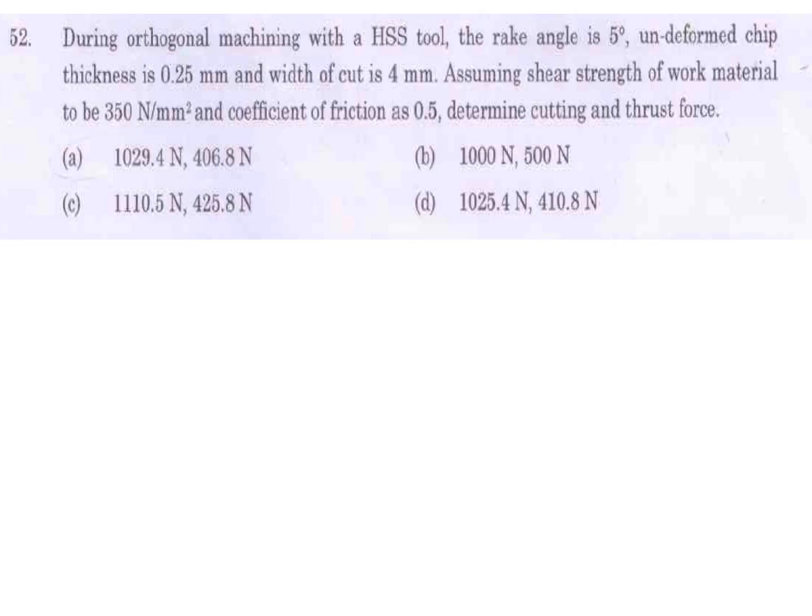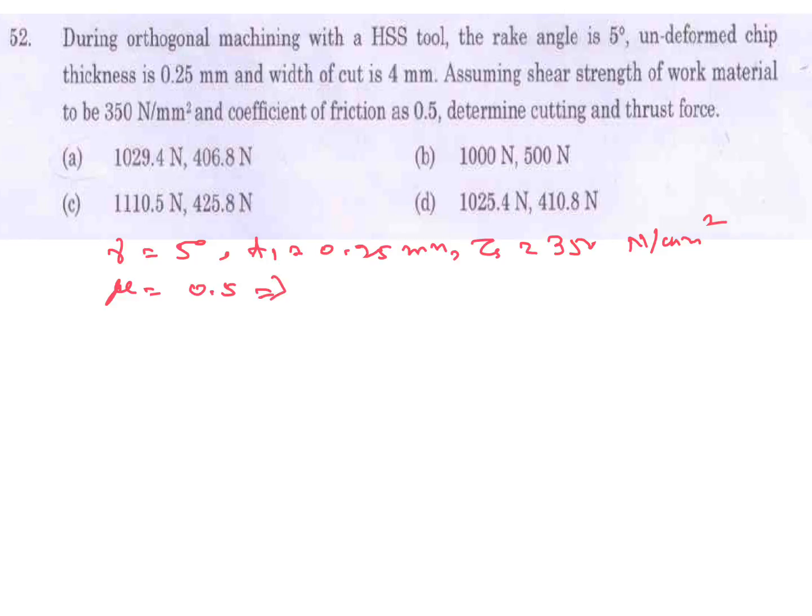Here gamma is 5 degrees, undeformed chip thickness 0.25 mm, shear strength given 350 Newton per meter square, coefficient of friction mu equal to 0.5. This is also tan beta.